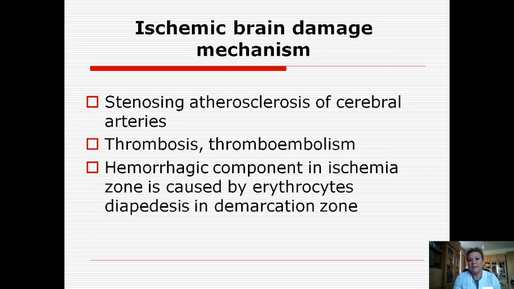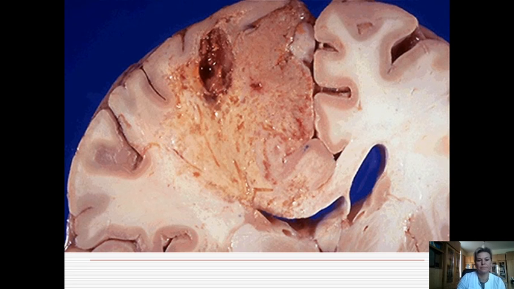What about the ischemic brain damage mechanism? We see stenosing atherosclerosis of cerebral arteries with thrombosis and maybe thromboembolism, or spasm. And the hemorrhagic component in the ischemia zone is caused by erythrocyte diapedesis in the demarcation zone. In this photo you can see ischemic infarction with formation of a cyst. This cyst is the result of lysis of the necrotic zone in the brain. After ischemic infarction, a cyst with a white wall forms in the brain.